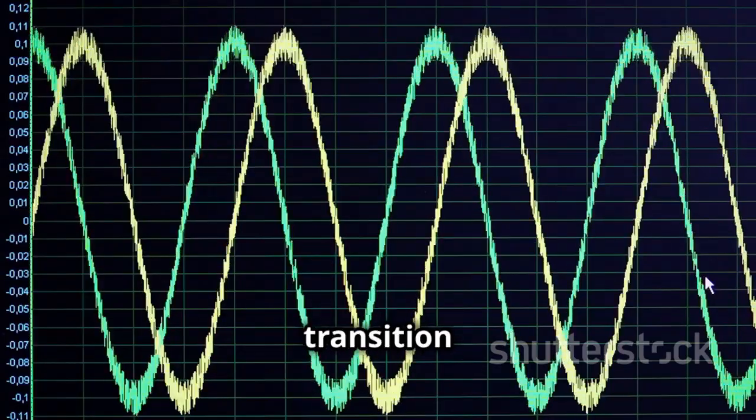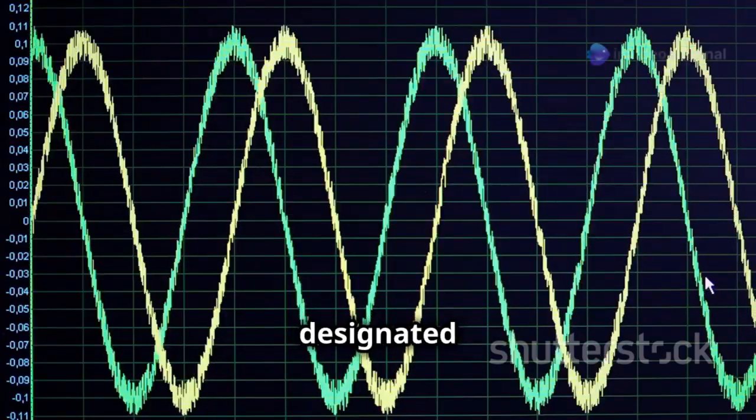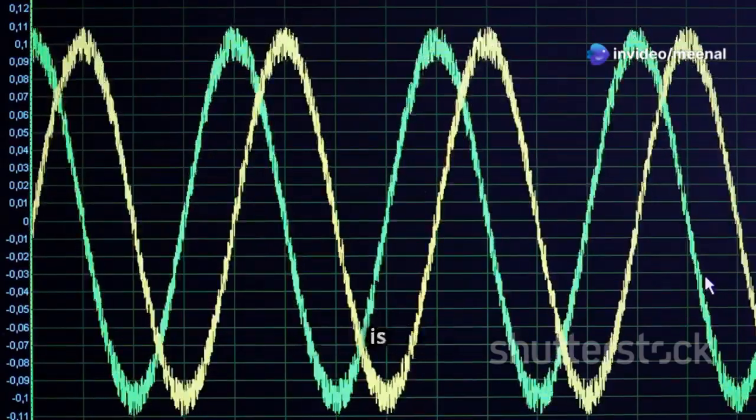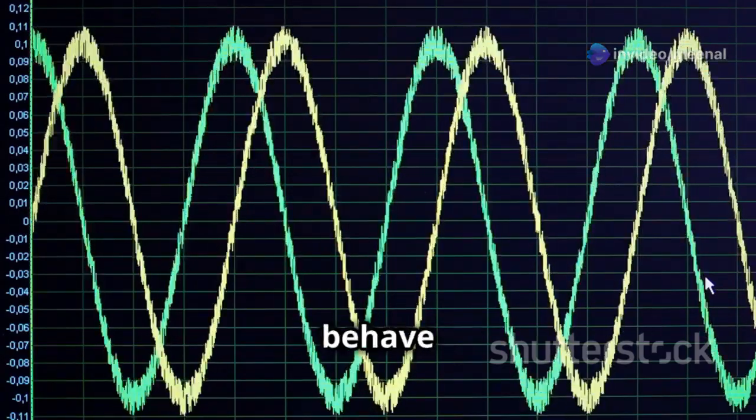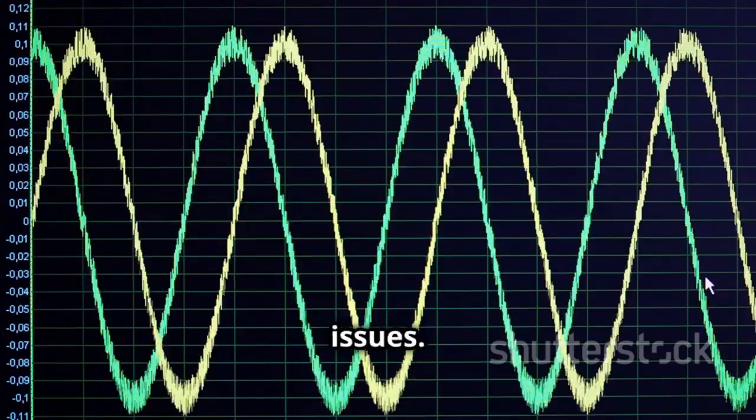The reset signal should transition to its inactive state after the designated reset pulse width. This transition is critical for the proper initialization of your device. If the reset signal does not behave as expected, it could lead to startup issues.